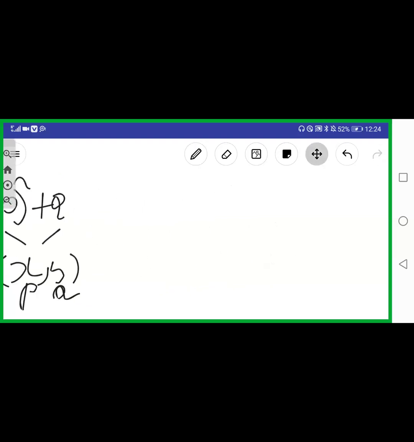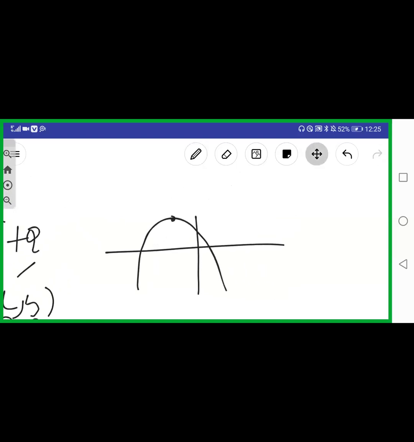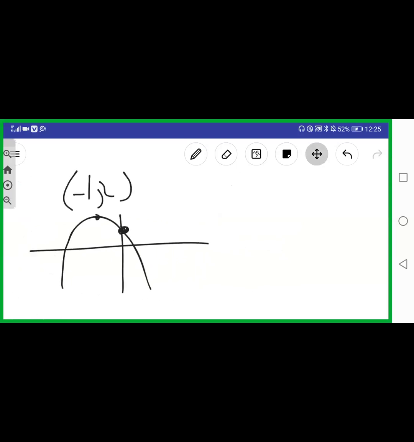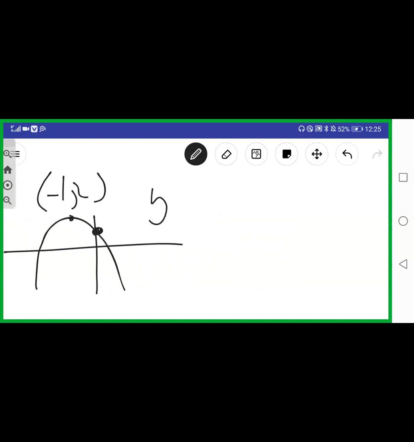Let's take an example. Suppose I draw the graph and I give you the turning point. Let's say maybe your turning point is -1 and 2. Then I give you maybe a random point. Well, in that case, you will have to use that formula.